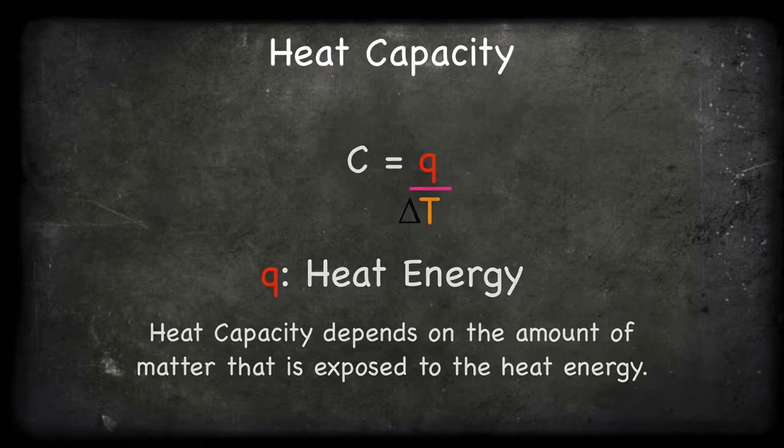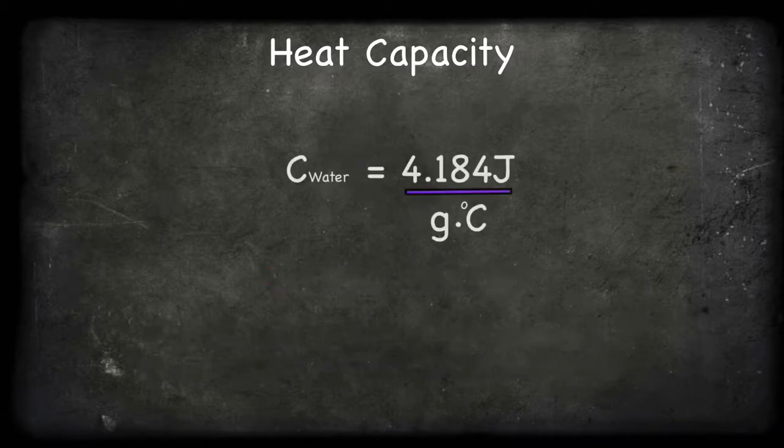For example, water has a specific heat of about 4.184 joules per gram degree Celsius. So you can interpret it as when 1 gram of water takes in 4.184 joules of heat energy, its temperature will rise by 1 degree Celsius.